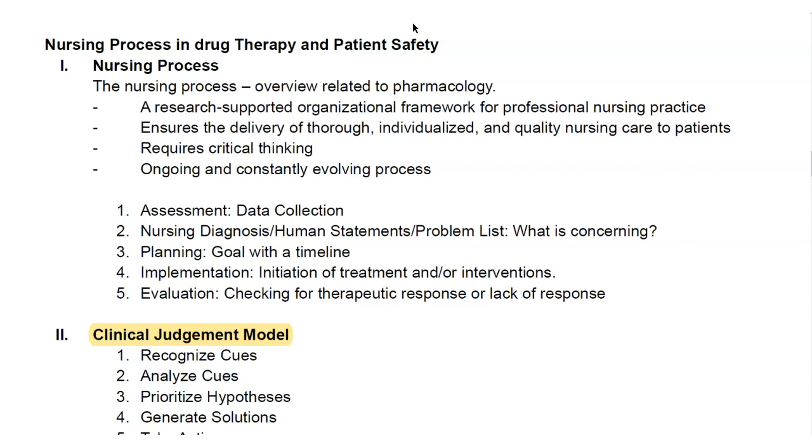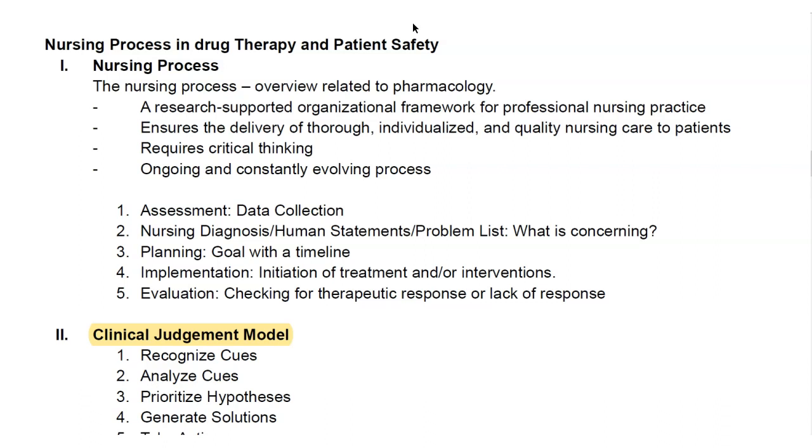Number 2 would be the nursing diagnosis, which actually now we are changing to human statement or problem list. This is when we as nurses are identifying problems, right? What is going on with the patient? What is our priority problem? What are we concerned about? Again, we used to have the nursing diagnosis, but now we're going away from that and trying to be a little bit more current by stating the actual diagnosis, the medical diagnosis of the patient, or maybe specifically stating the problem that we're seeing.